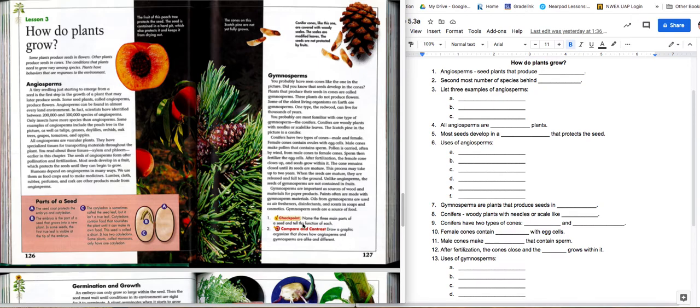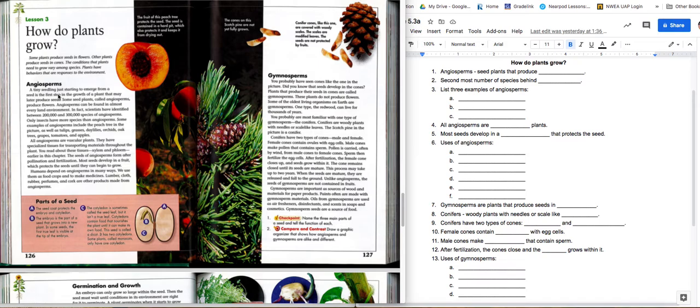Today we're going to talk about how plants grow. We'll talk about two different types of vascular seed plants, going back to what you talked about on Monday, and some of their uses. So we're going to cover today: some plants produce seeds and flowers, other plants produce seeds and cones. The conditions that plants need to grow vary among species. Plants have behaviors that are responses to the environment. We'll talk about that tomorrow. All right, let's get started on angiosperms.